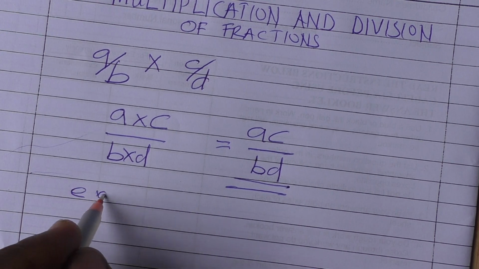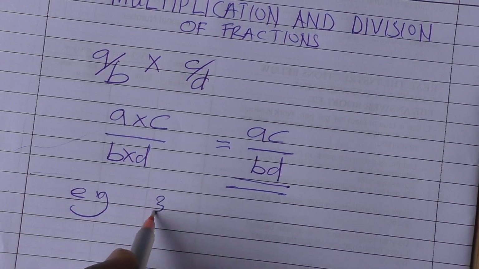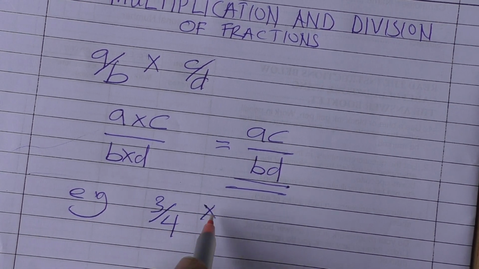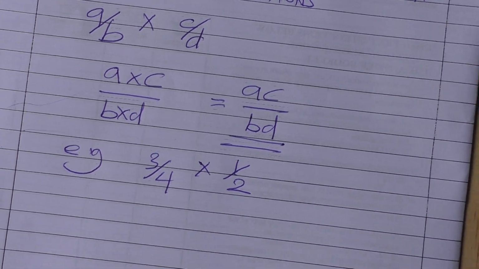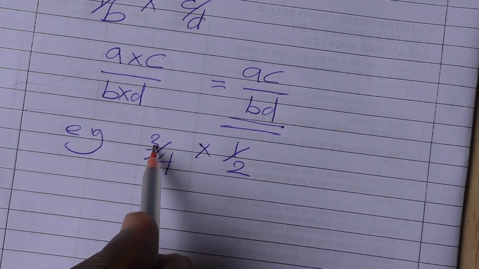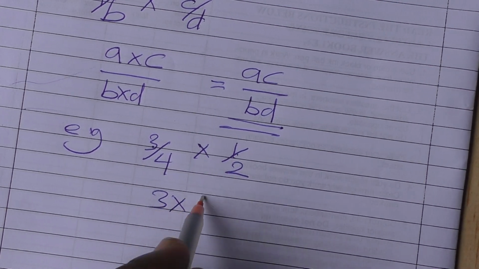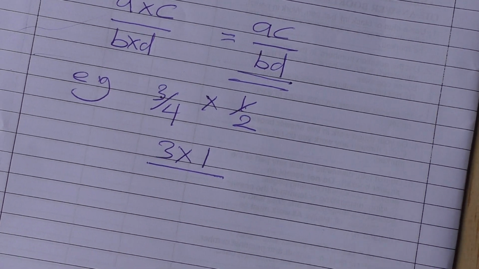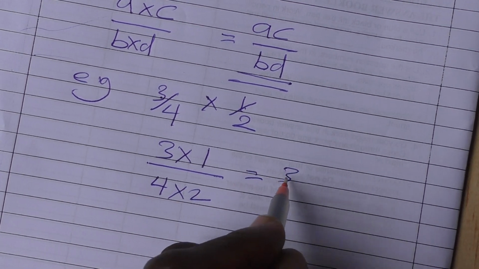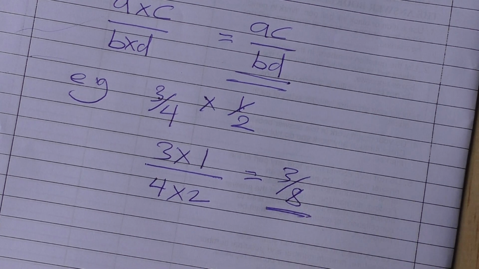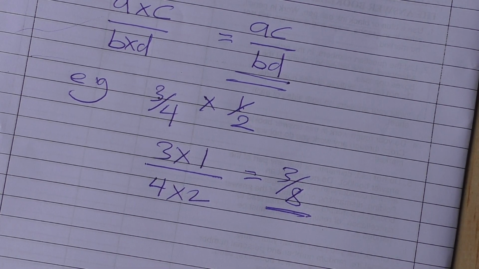E.g., we may have 3/4 times a half. We multiply the numerators, that is 3 and 1, so 3 times 1 over 4 times 2, which gives us 3 over 8 as our final answer.